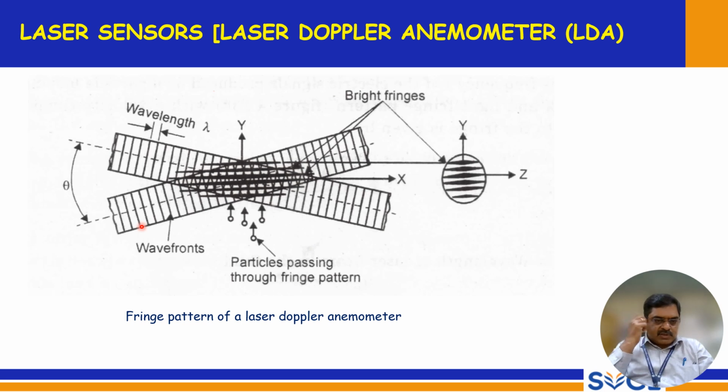So here you can see the fringe pattern. The fringe spacing is related to the wavelength lambda, and particles pass through the fringe pattern. You can see the intersection of the fringe patterns along the x and z axes like this. The bright fringes can be observed like this, with the y direction and the x direction, and in the third direction z like this. So this is the fringe pattern of the laser Doppler anemometer.